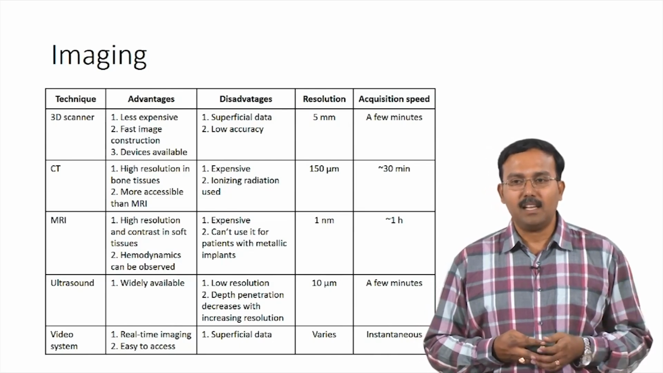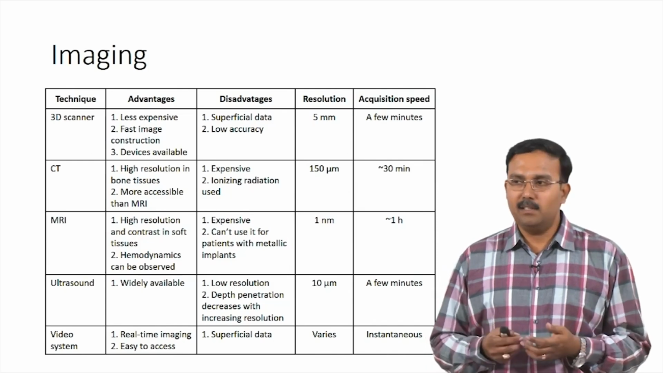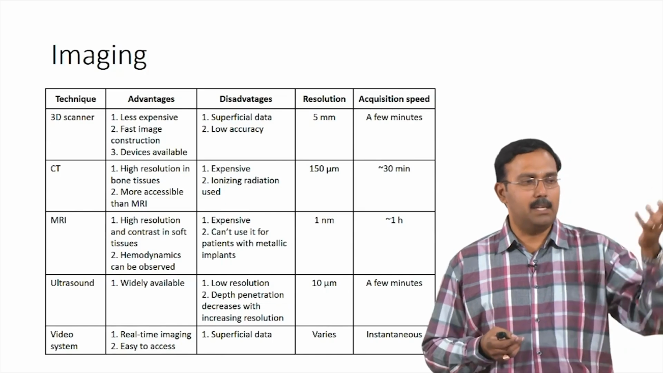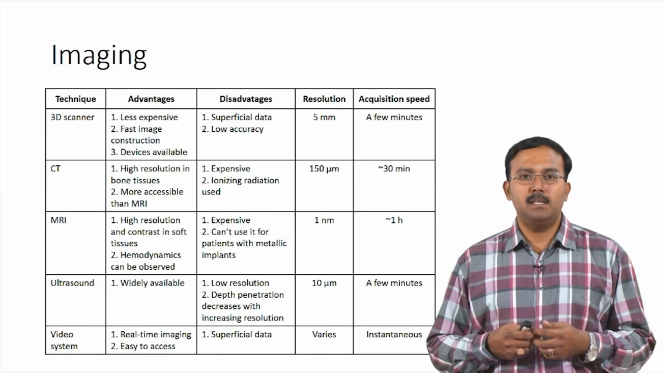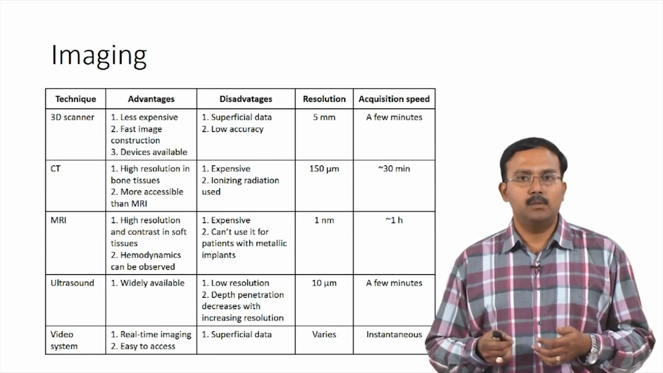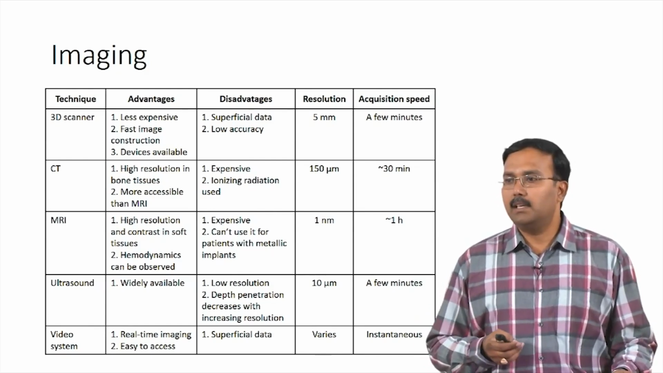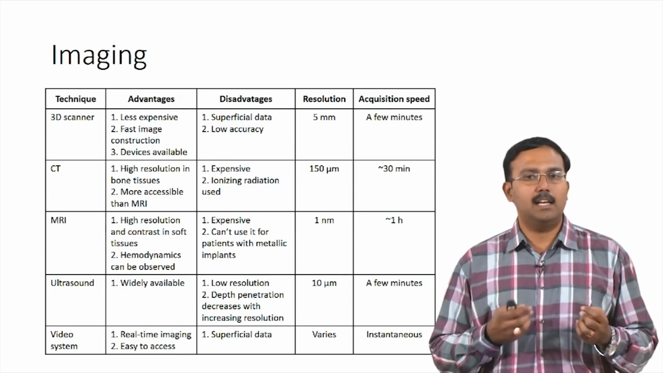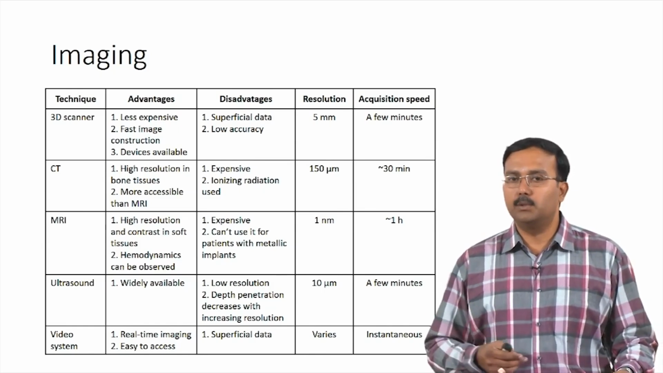Ultrasound is a more widely used technique. It is quite easy to use. You just use a small scanner and scan the person and you will be able to see the tissue. It has low resolution, and depth perception can decrease if you increase the resolution. It has about 10 micrometer resolution and can take a few minutes, but it gives outer structures. Inner structures can become very difficult because the resolution gets poorer as you go deeper.